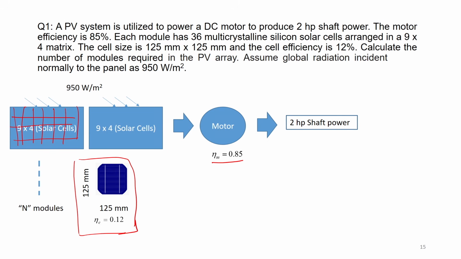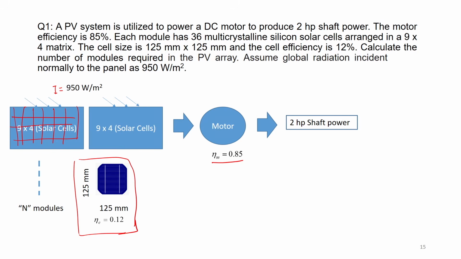Now, we need to calculate the number of modules required in the PV array, assuming global radiation incident normally to the panel as 950 watt per meter square. So, this is nothing but I, which is equal to 950 watt per meter square. So, in this problem we need to find out the number of modules required to run the motor.